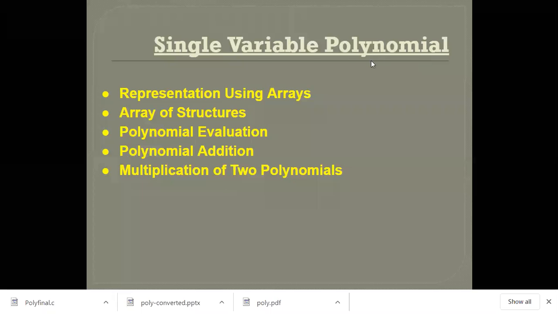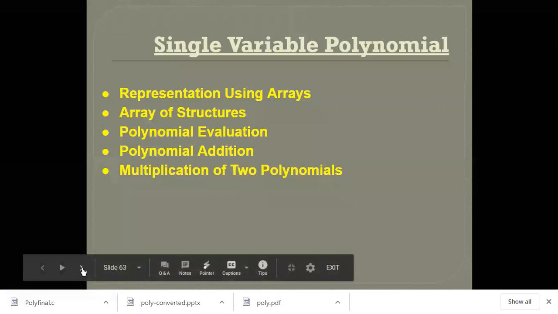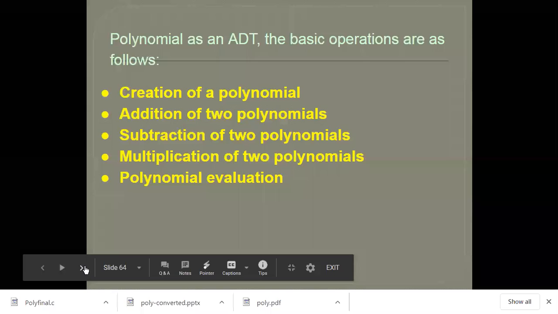Okay, the single variable polynomial. What are the different operations we can perform? The representation using an array, and using an array of structure, how will it be done? How do we represent this array in a structure? How will polynomial evaluation be done? How are we going to perform polynomial addition? These are the different operations, along with multiplication of two polynomials. How will it be possible? We'll see using a program. Next one will be what?